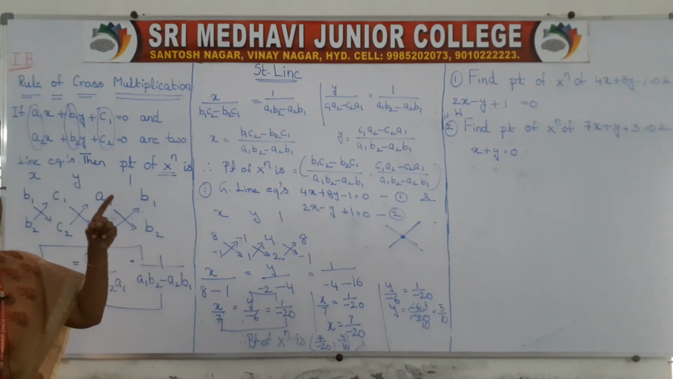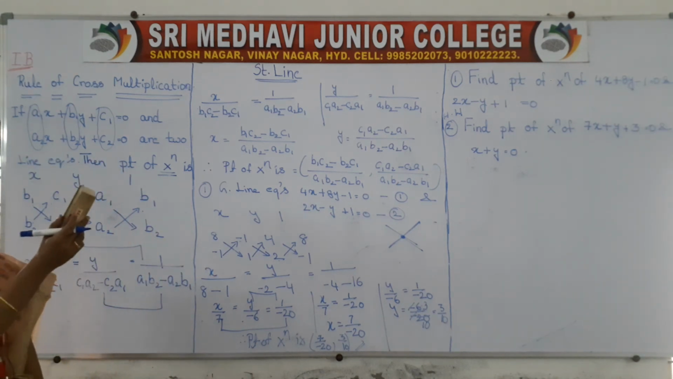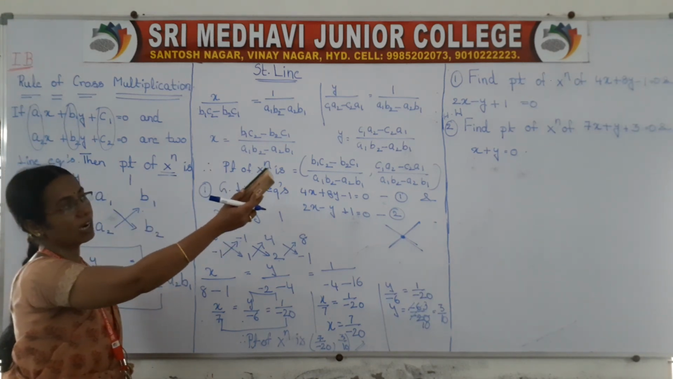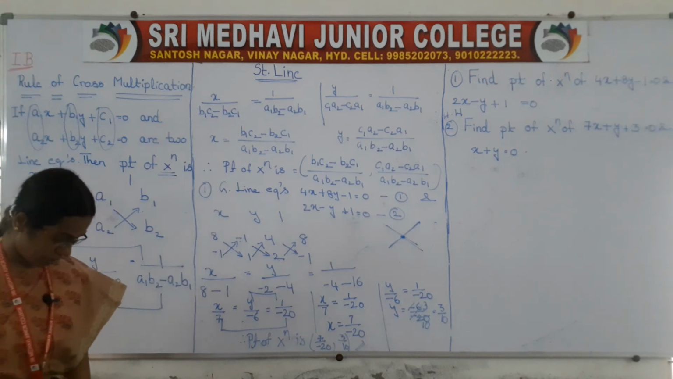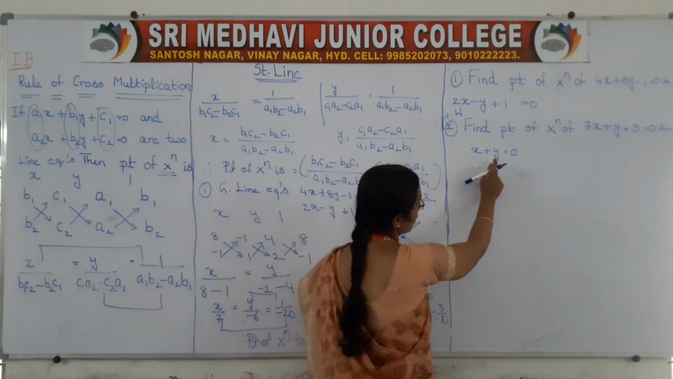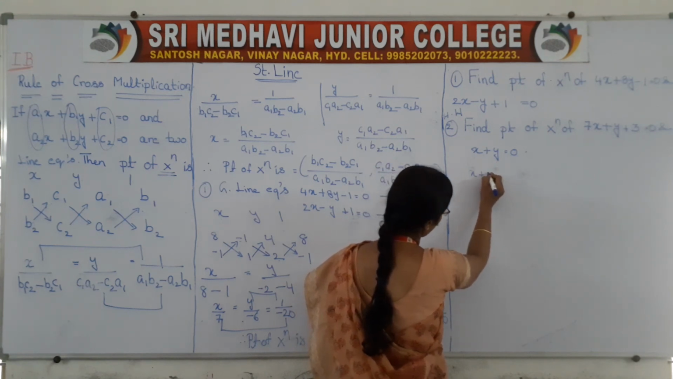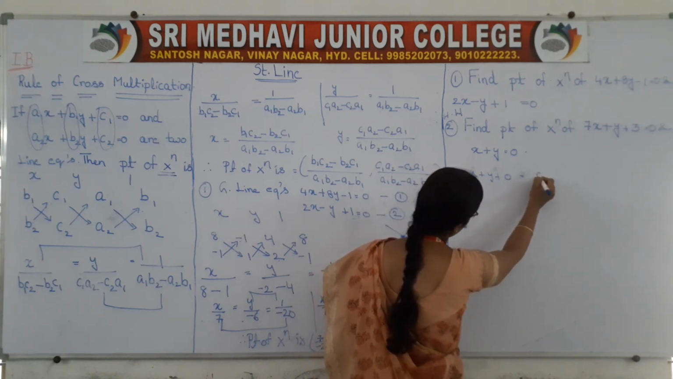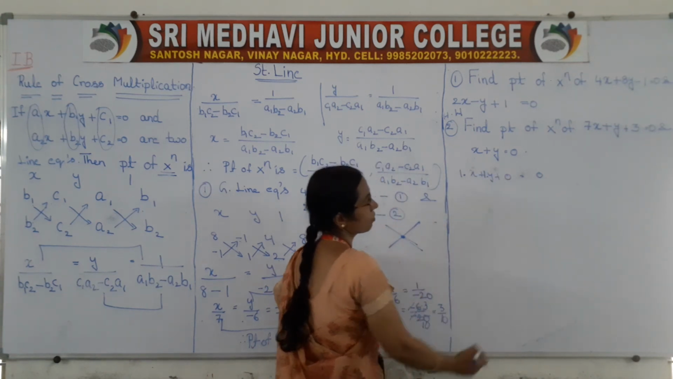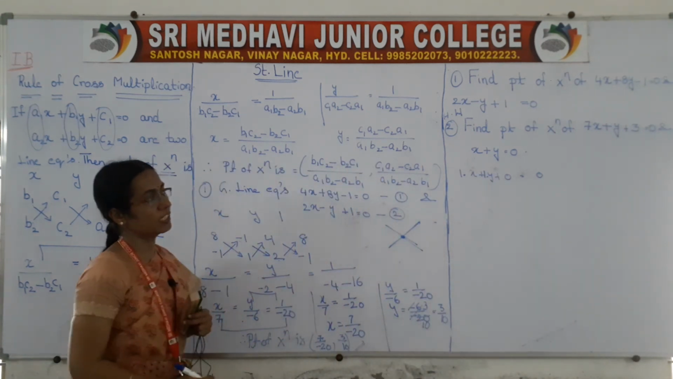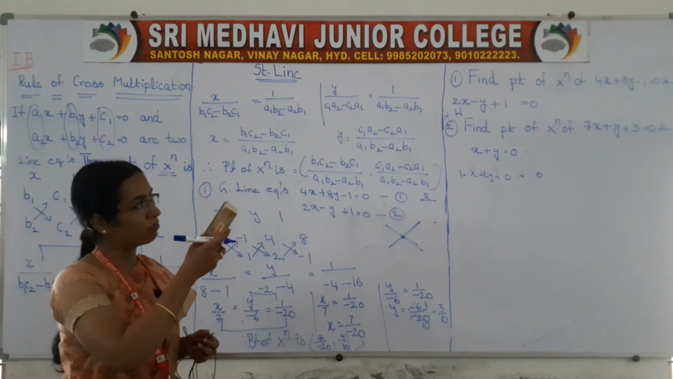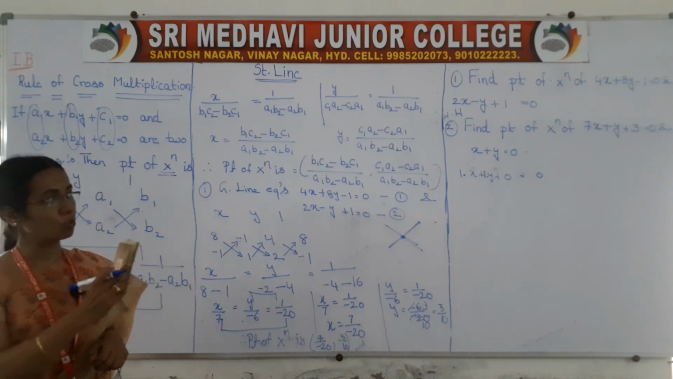So try to solve that homework problem. Same, right? X coefficient is 7, y coefficient is 1 and constant is 3. For this, you can ask the question, Madam, where is the constant here? So we can write this as x plus y plus 0 is equal to 0. So x coefficient will be 1, y coefficient will be 1 and constant is 0. By taking like that, with this method, you can find the point of intersection of those two lines.